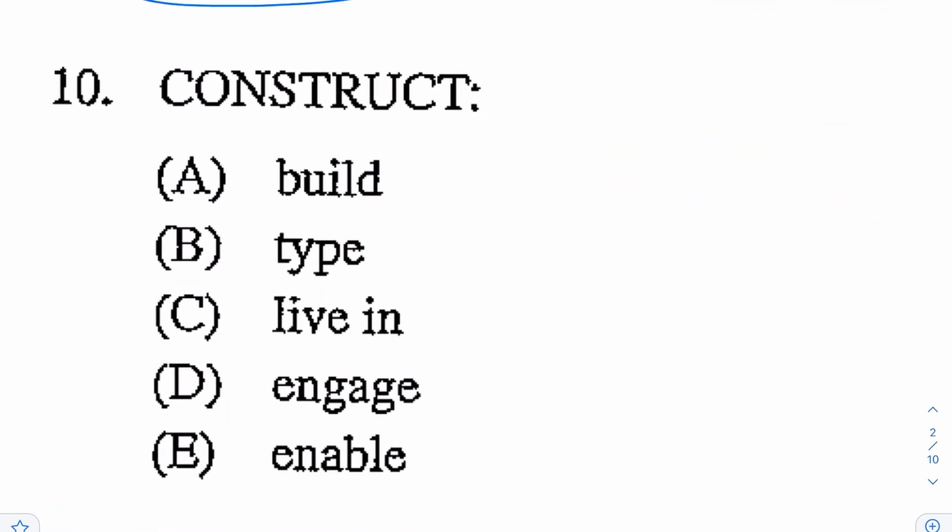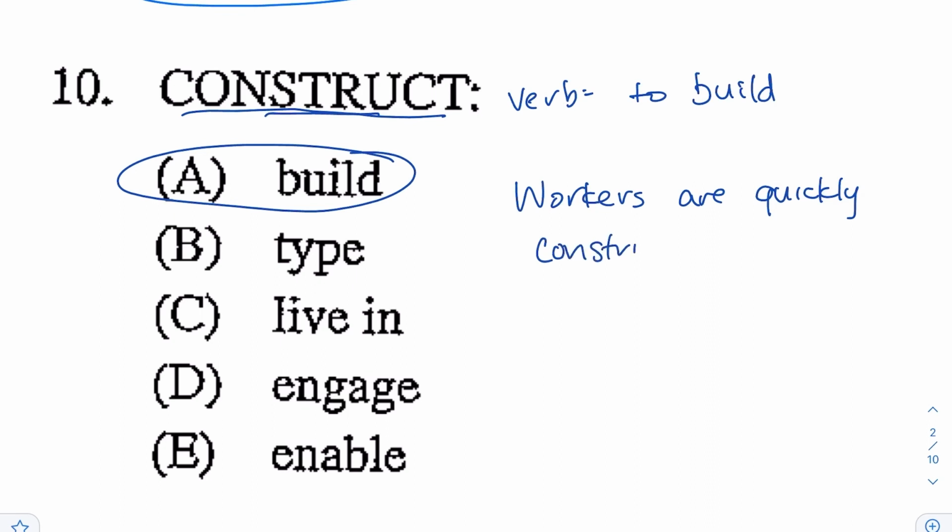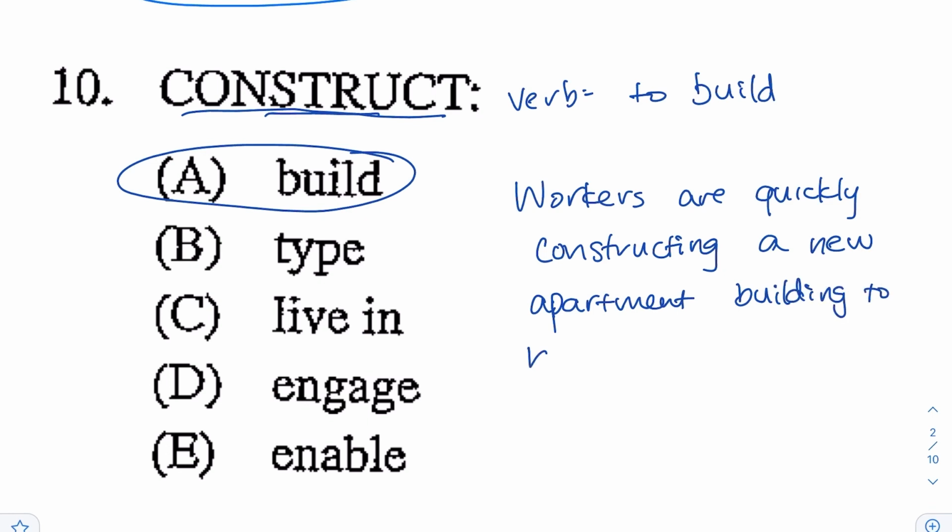Finally, for number 10, the word here is construct. So the word construct, you can think of construction, and that means to build. So think of the word construction, and you can have construction workers or workers quickly constructing a new apartment building to house homeless people. So if there are homeless people, you want to quickly construct a new building, so then you can put them in homes. You can help them. So here, construct means to build or to erect or to just build something.